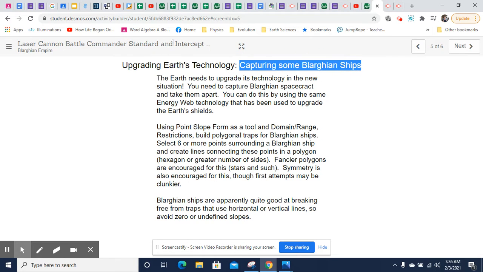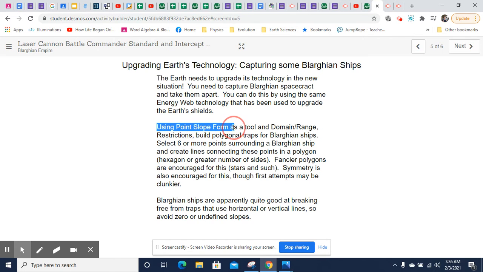And I realize this is mainly about the intercept form, but we're actually going to be using another form for this slide. In fact, it tells you to use the point-slope form for your equations, because that'll make your life a lot easier. So you're going to want to build polygon traps. I'm not going to be rigid about making it 6 or more points, just because things are taking time as we're doing our distance learning stuff.